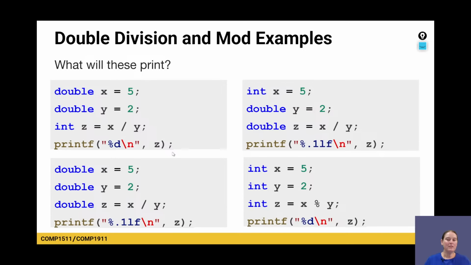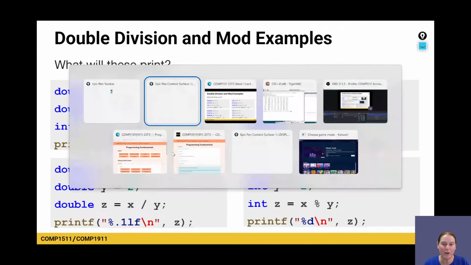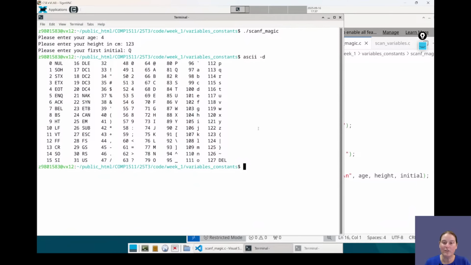Now I will leave these as an exercise for you to try. Try and work out what these examples will do and what they're going to print out, just to see if you're on track with your divisions and your mods. And you can code it up, or you can use the code that I've already coded up.